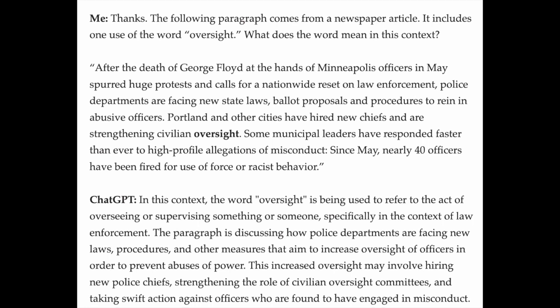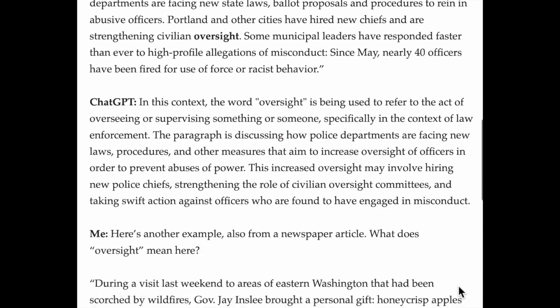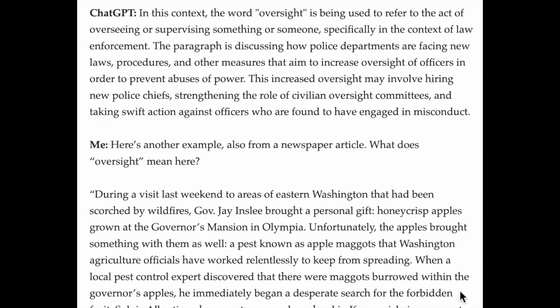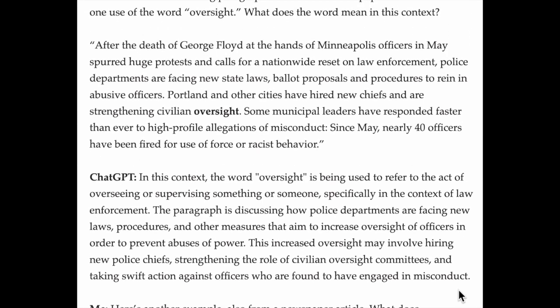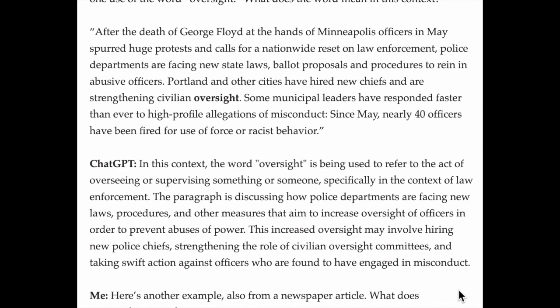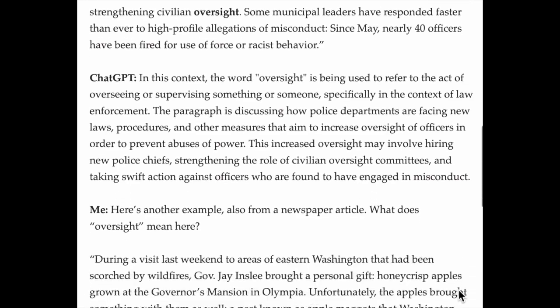Okay, so then I ask about the case in a particular newspaper article. Here's a sentence from the New York Times a couple of years ago. On line 5, it has, they're strengthening civilian oversight. What does the word mean in this context? And it gives us an explanation. In this context, the word oversight is being used to refer to the act of overseeing or supervising something, especially in the context of law enforcement. And then it gives an explanation, which is mostly a paraphrase of the rest of the paragraph, but it does have some new information added that I think is a reasonable extension of that, a reasonable interpretation. So it's quite a good explanation of what that word means in this case.